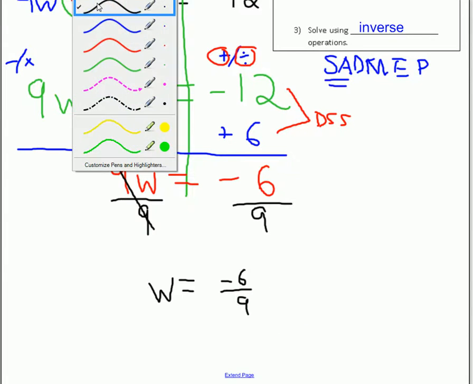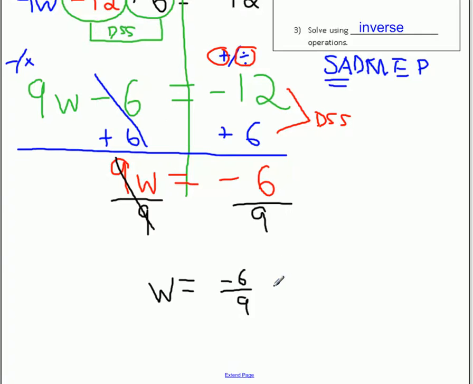Now, something we are going to talk about, and I want you to try it. See if you can reduce this. It's going to be negative something. See if you can make it a little smaller. Let me give you a second. Pause the video if you need to. Try to reduce that. By reducing, I mean dividing it by the same number, numerator and denominator.